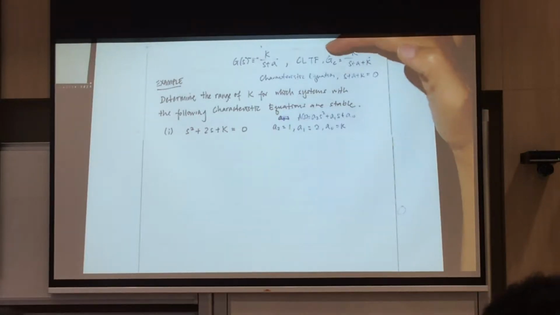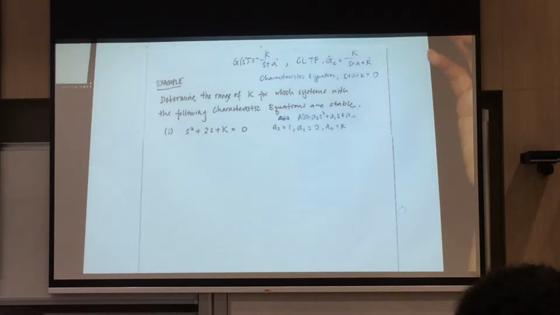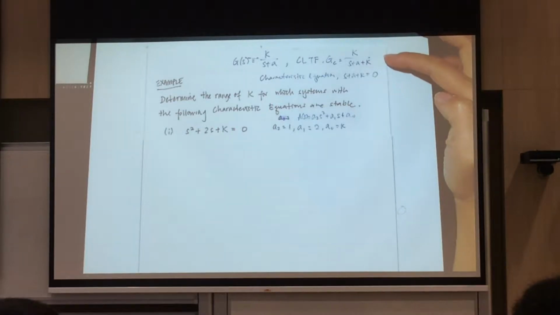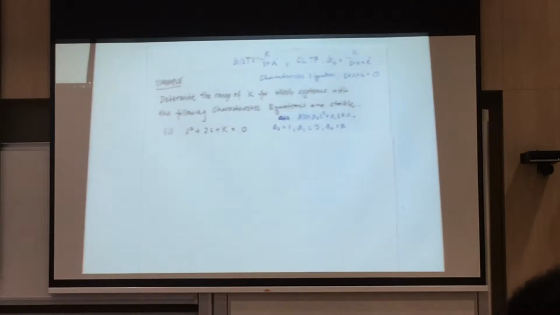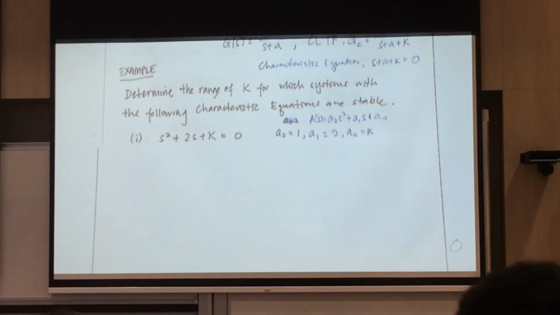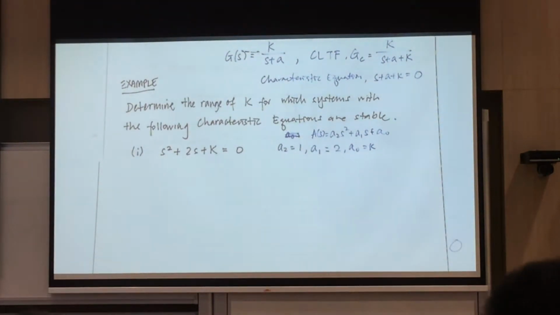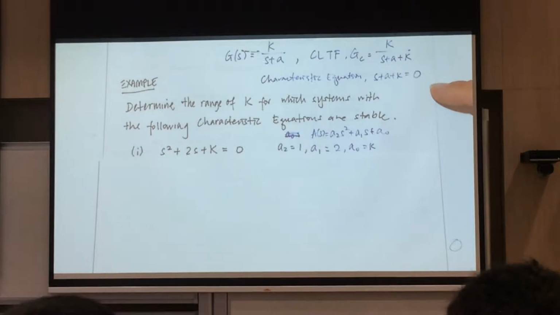The closed loop transfer function is just KG over 1 plus KG. Simplify, and you have K over s plus a plus K. So that's the first thing you do: you form the closed loop transfer function. Second thing you do, write down the characteristic equation, s plus a plus K equals 0. Usually this is what you do.